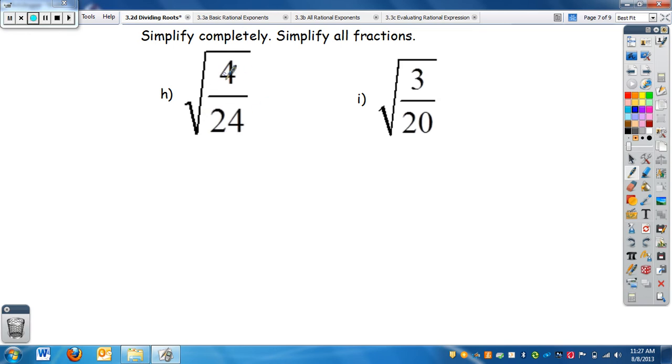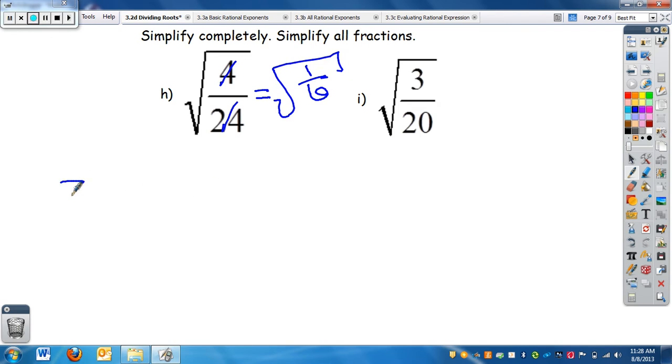So I have 4 over 24. Well, that's actually the same thing. 4 divides into 24, so it's 1 over 6. So I have the square root of 1 over 6. Again, I always look for that simplification. They're both in, so I can simplify.